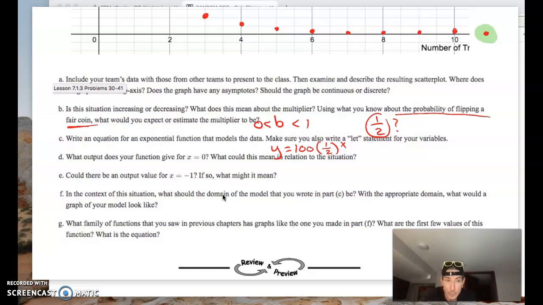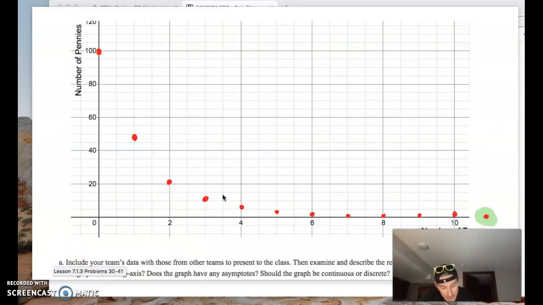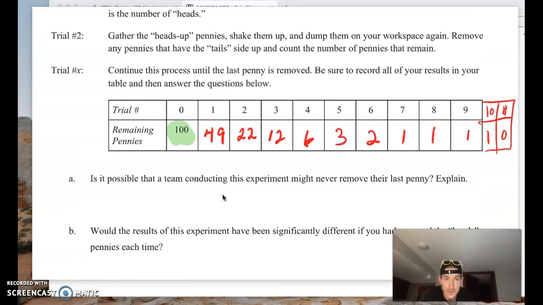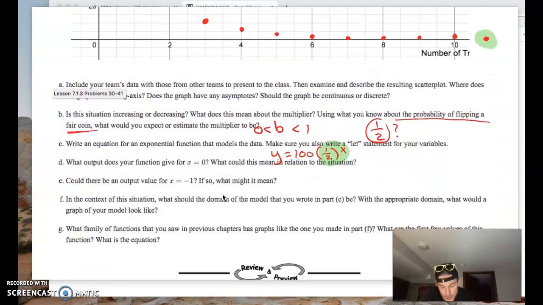Okay. What output does your function give for when x equals 0? Well, if I was to plug x in here, remember folks, this part right here, 1/2 to the 0 power, turns into 1. And what does that give me? That gives me 100, because 100 times 1 is 100. And conveniently, holy cow, I'm going to go all the way back up here. That's exactly what we started with at trial number 0 or flip number 0. We started with 100 coins.